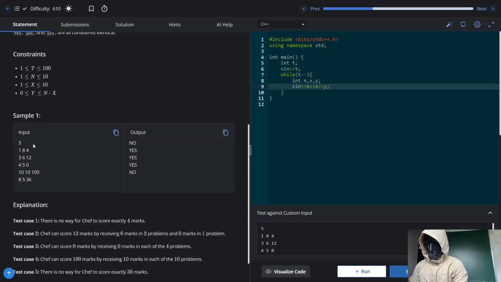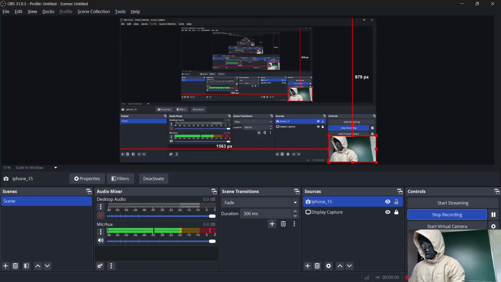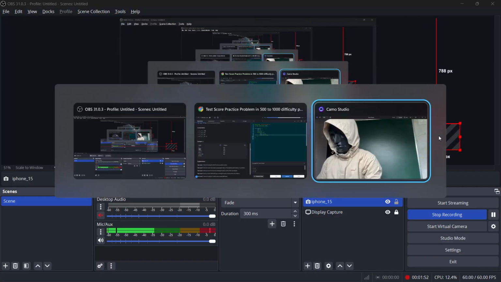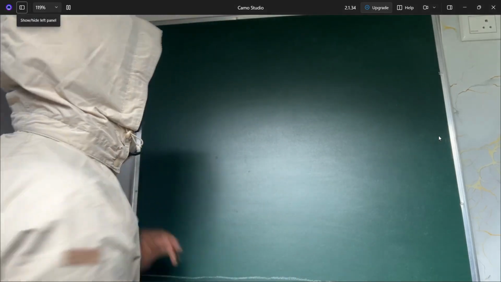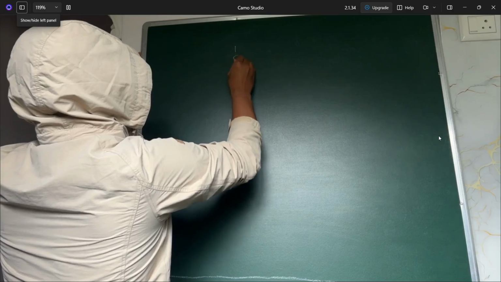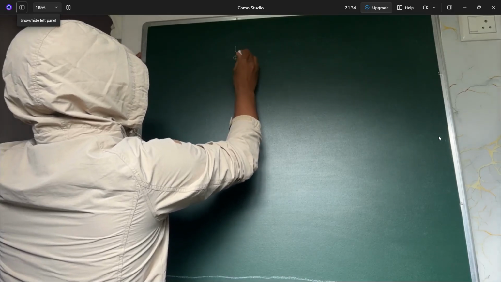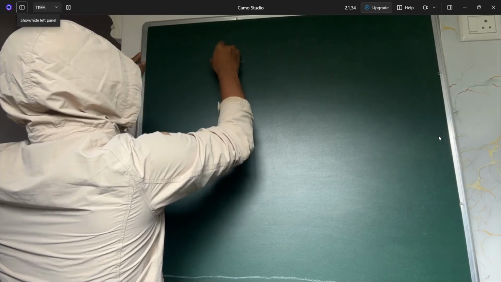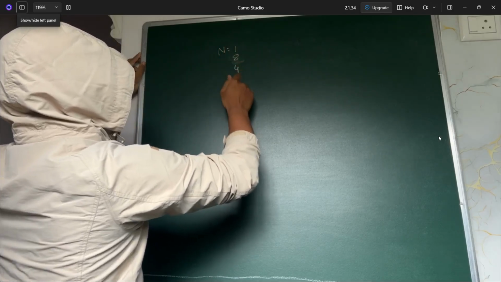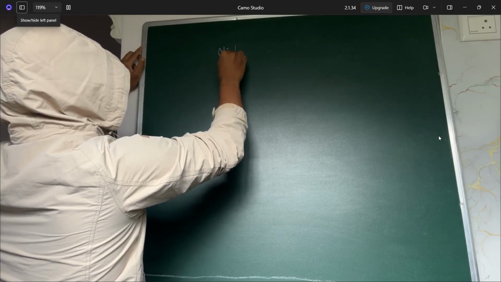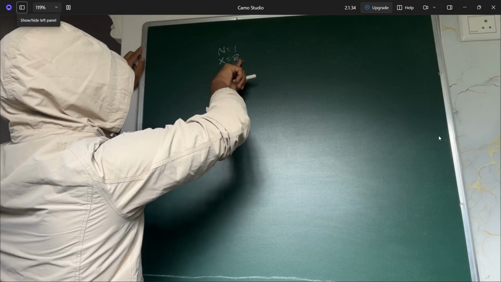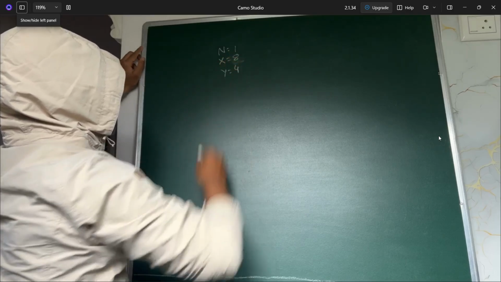Now let's try to understand the example. There are a total of 5 test cases, as you can see here, and the first one let's take where n is 1, x is 8, y is 4. So let me take you to the board. It was 1 8 4, right? So n they've given is 1. In a test there is only one problem, and for each problem the marks is 8, and chef wants to achieve y marks.